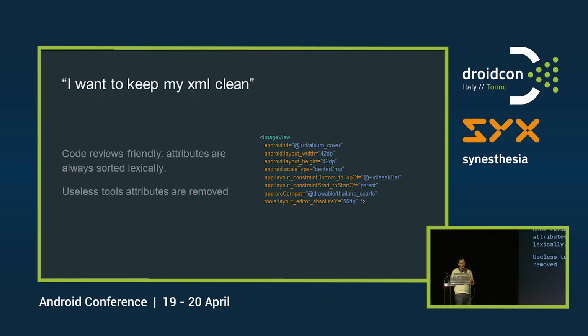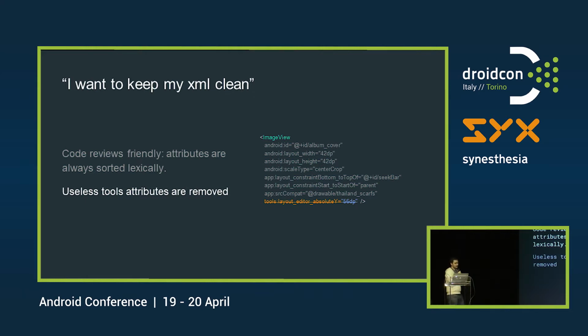One of the reasons that we usually hear is I want to keep my XML clean, right? Because in previous versions, the layout editor used to actually mess up your attributes, move them around and change them, and that's not nice. So now we don't do that anymore. We try to keep your layout as you want it, so we keep all the attributes alphabetically sorted. So hopefully that's a much better way.